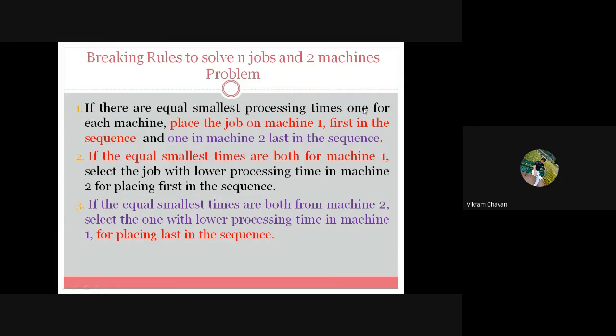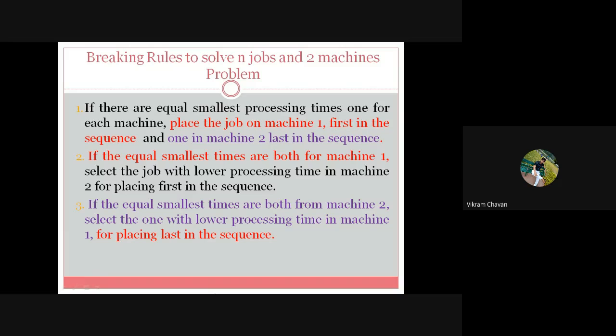If there are equal smallest processing time, जर smallest processing time क्लॅश झाले किंवा सिमिलर निघाले, ओके, दोन मशीन्स मध्ये, then in that case we have to provide the highest priority for the job on machine number 1 and the lowest priority for the job on machine number 2 in the sequence. Okay, so next point is important. If the equal smallest time are both times are both for machine 1, select the job with the lowest processing time in machine 2 for placing first in the sequence.